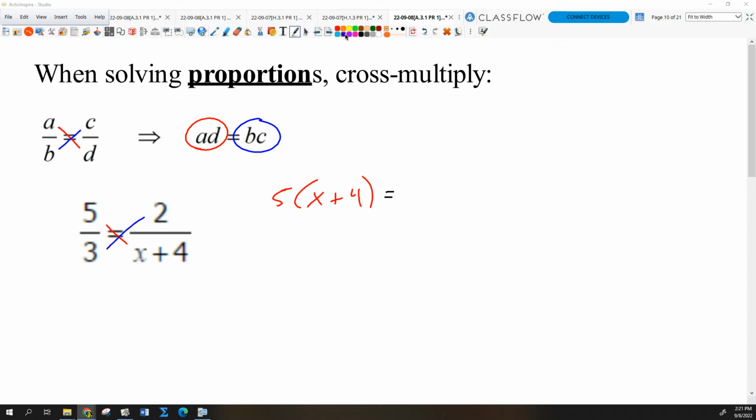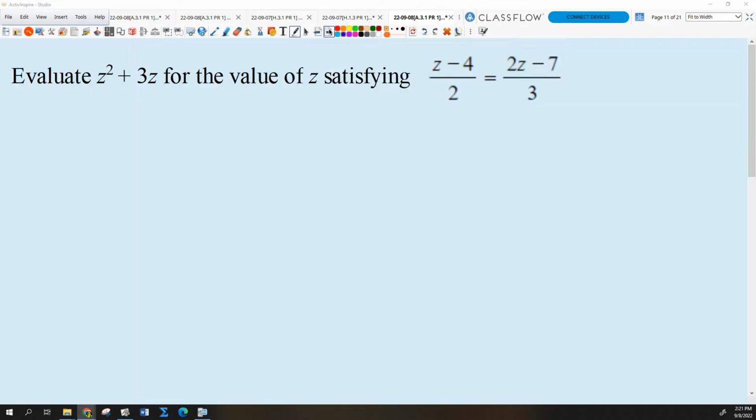Here's the blue cross product. 2 times 3 is just 6. And so that's an easy equation now, isn't it? Distribute the 5 and solve for x, and it's a piece of cake, right? We won't even go there. You guys can all do that part. What I want you to see is setting up that simple equation is just cross multiplying. How about something like that?